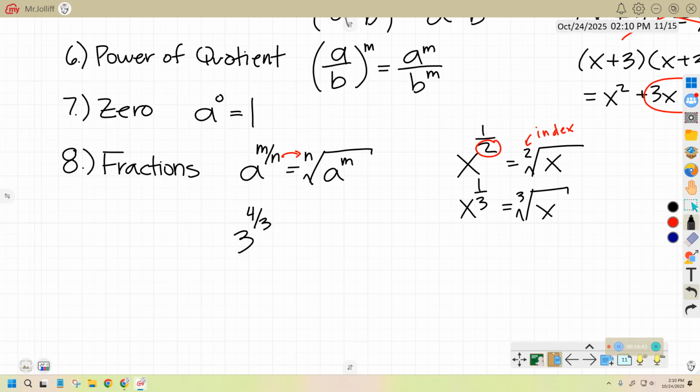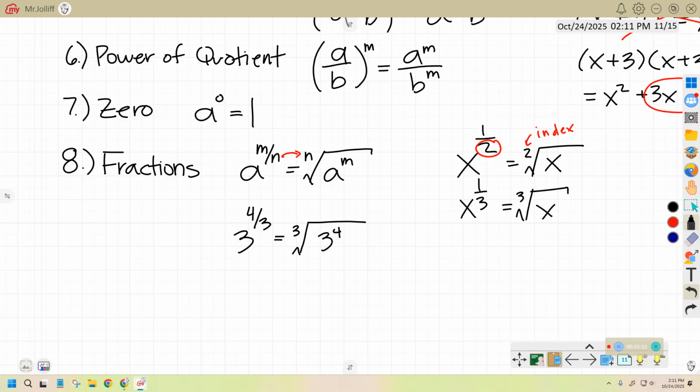3 to the 4/3, 3 to the 4/3. I'm going to rewrite that in radical notation. Yes, Bruno. It would be a 3 on the outside and 4 on the inside. A 3 on the outside and a 4 on the inside. Can I get a thumbs up if we agree? Yeah. Very good.